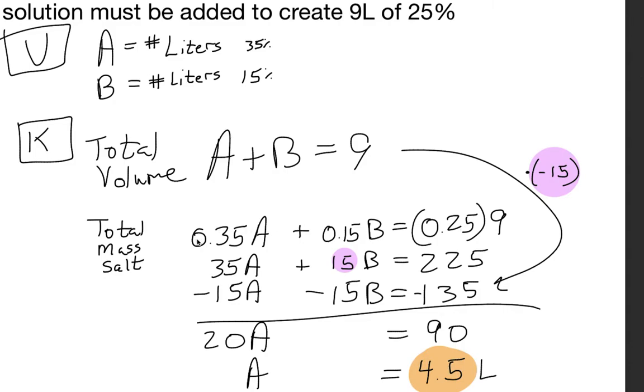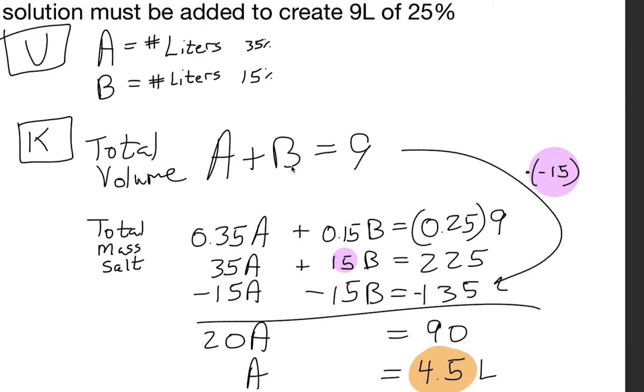From a mathematics point of view, it might be easier to clear the decimal first. So I get 35A plus 15B is equal to 225, especially if you're solving it by hand. And then here, I'm going to choose to eliminate B. You could very easily make the case that substitution would be easier, but we're going to practice using elimination.